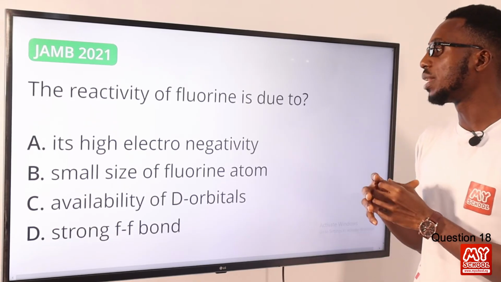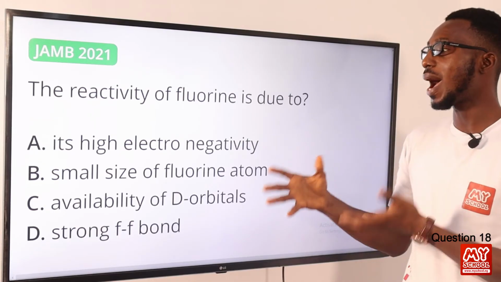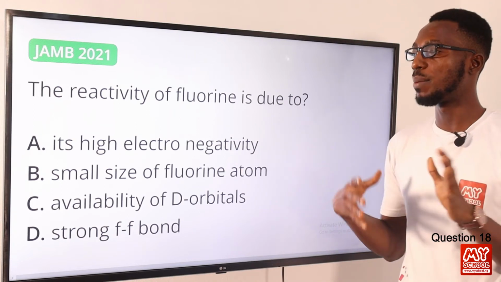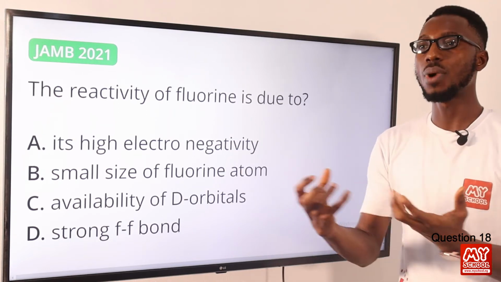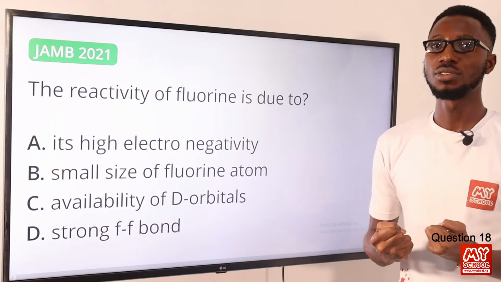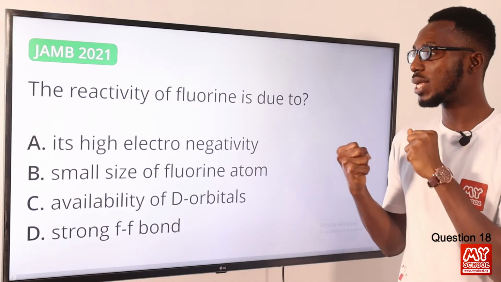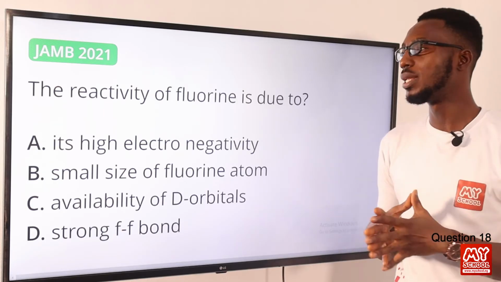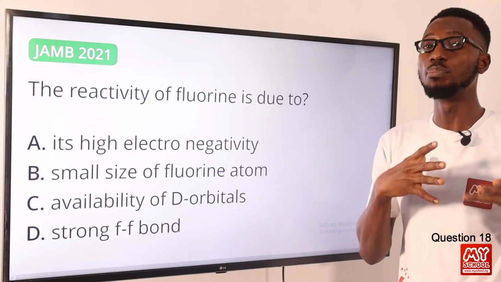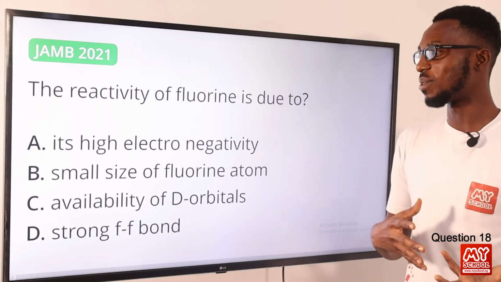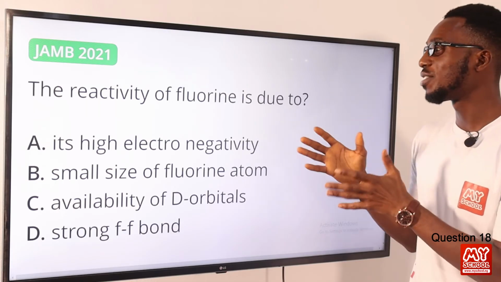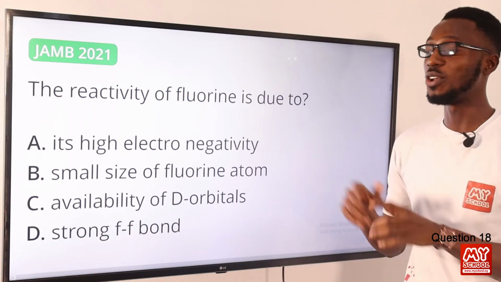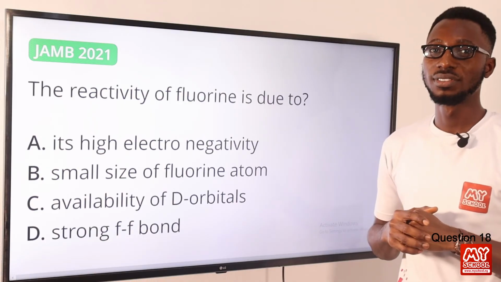The reactivity of fluorine is due to what? It is due to its high electronegativity. When we talk about the electronegativity of an atom, you're talking about the power of that atom in its molecules to attract electrons. You should take note that the most electronegative elements are the reactive nonmetals, especially fluorine. Fluorine is regarded as the most reactive and the most electronegative element. So the reactivity of fluorine is due to its high electronegativity. Option A is the right option.